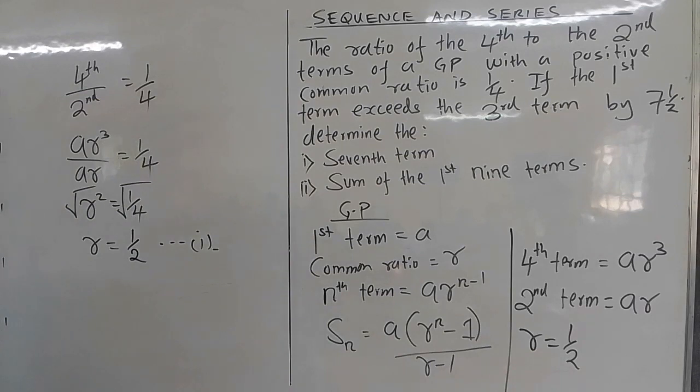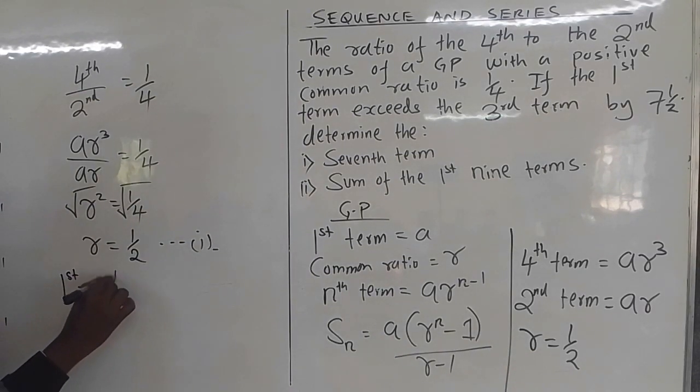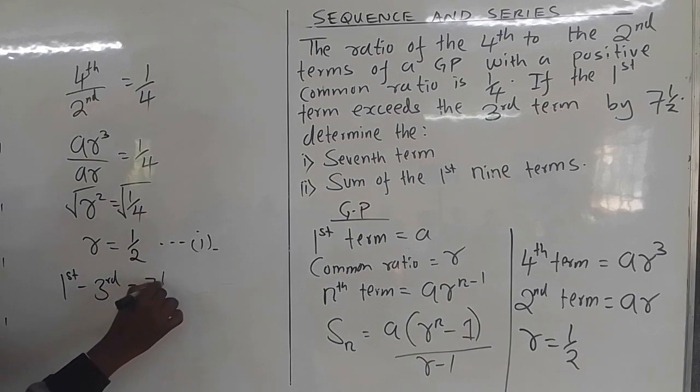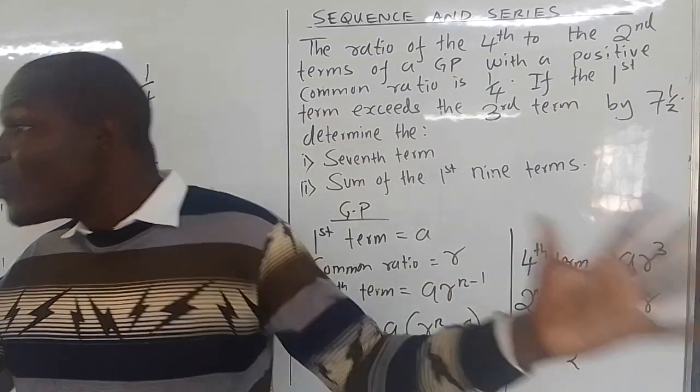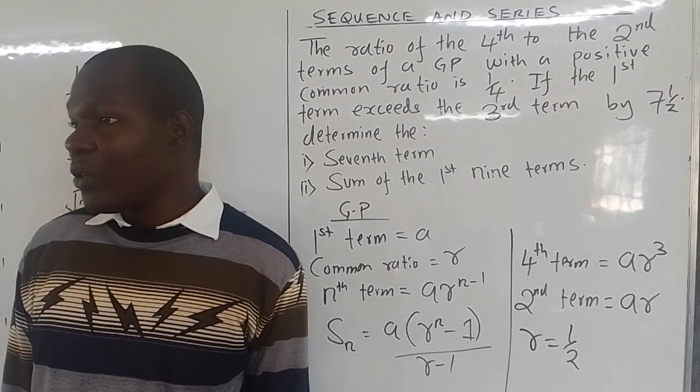So it means first term minus third term, you're supposed to get 7.5. Meaning third term plus 7.5, they will be equal, isn't it? Are we together?